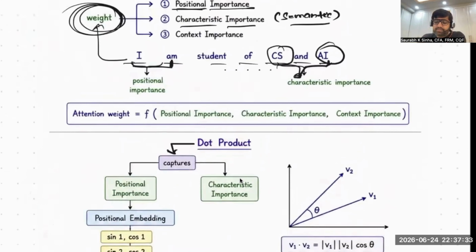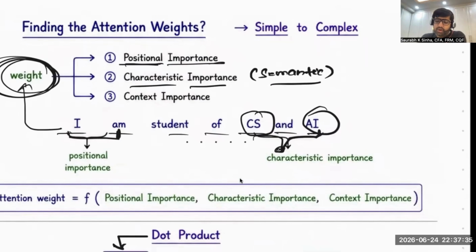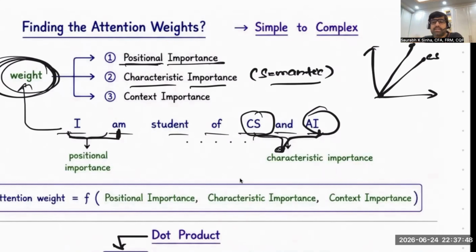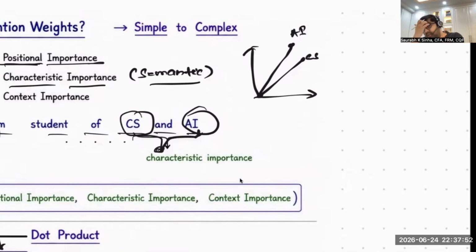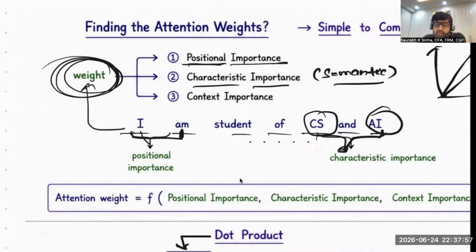So for example, if I try to plot all the words in the vector space, we know that CS and AI would be very near to each other because they have a lot of semantic nearness or semantic similarity. "I" is near to "am" but farther from "student." That is positional importance or positional information.